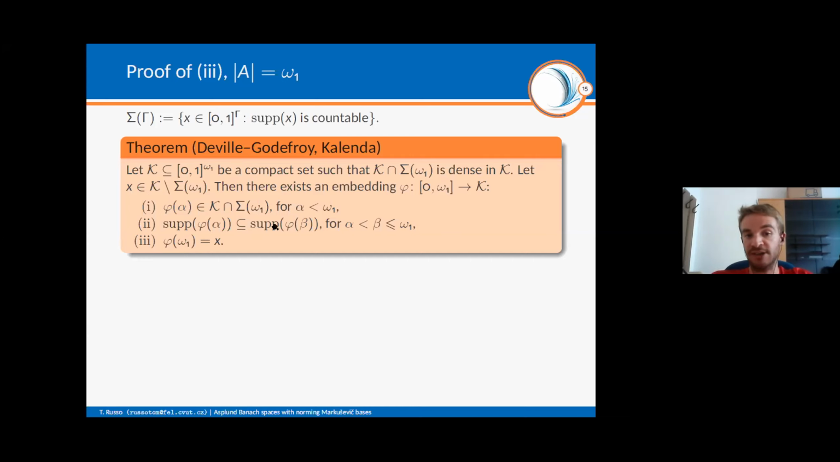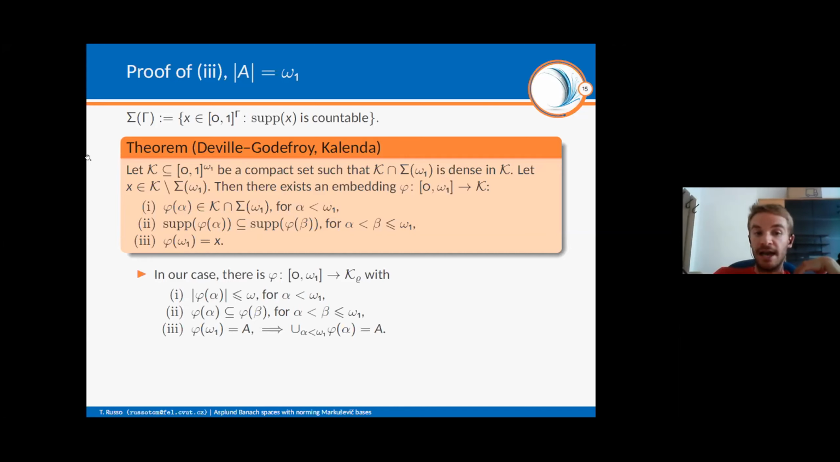The supports are increasing. So if you think that the uncountable points stay above the others, it means that this [0, omega_1] kind of goes upwards and leaves the sigma subspace only at the last point, and it ends up exactly where you want it. So in a sense, it's a pointwise version of the Wilcox result. And we shall use this Kalenda criterion.